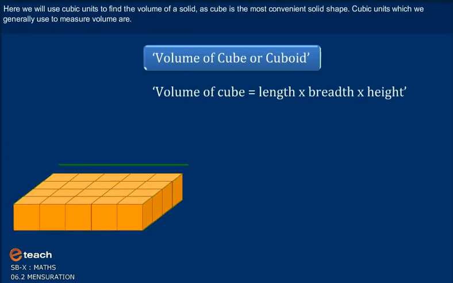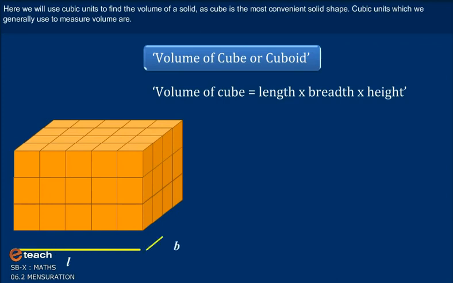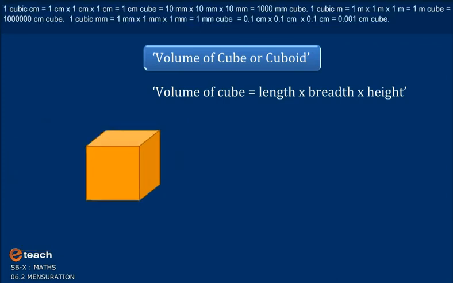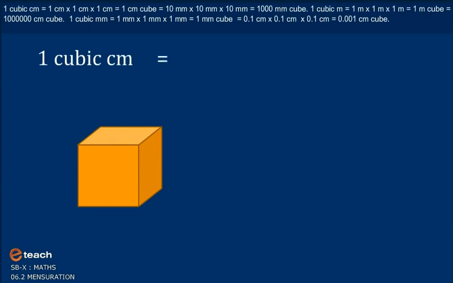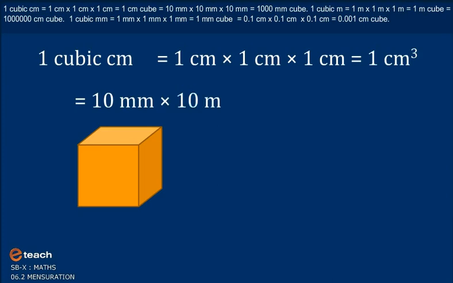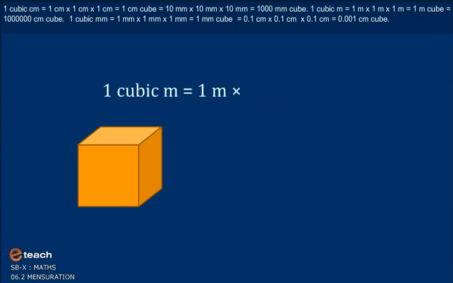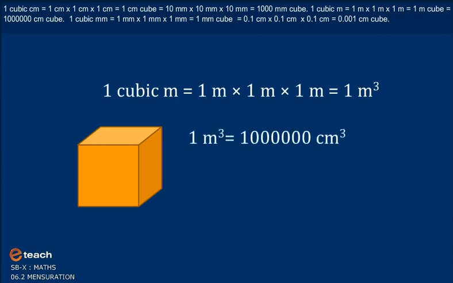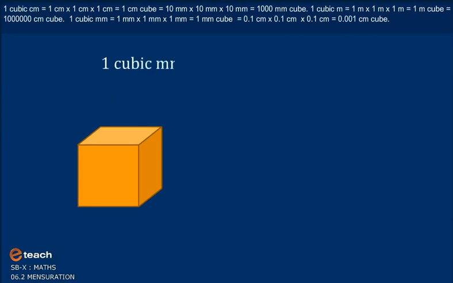Cubic units which we generally use to measure volume are: 1 cubic centimeter is equal to 1 centimeter into 1 centimeter into 1 centimeter, which comes to 1 centimeter cube. So 10 millimeter into 10 millimeter into 10 millimeter comes to 1000 millimeter cube. 1 cubic meter is equal to 1 meter into 1 meter into 1 meter, which comes to 1 meter cube. 1 cubic millimeter is equal to 1 millimeter into 1 millimeter into 1 millimeter, which comes to 1 millimeter cube.